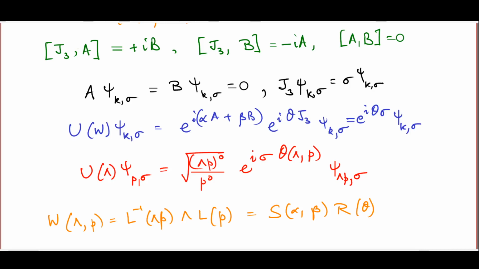Now this theta of lambda and p, of course, is nothing but the corresponding theta parameter for W of lambda and p, the little group element L inverse of lambda p, times lambda, times L of p. At this point, let me stress one thing. Sigma is the eigenvalue of the operator J3, and we are used from non-relativistic quantum mechanics to think of eigenvalues of J3 as being half integer values, half odd integers or integers. However, that conclusion was reached in non-relativistic quantum mechanics from the algebra involving J1, J2, and J3 operators, all three together.